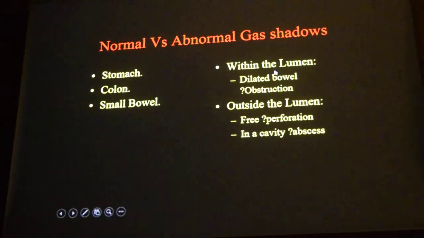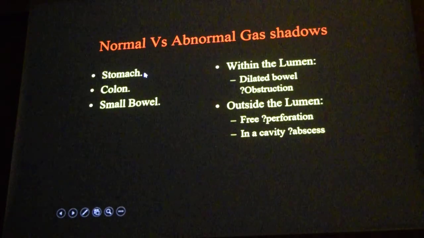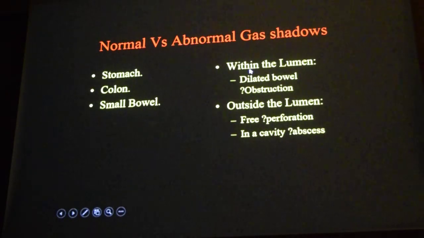So we identify the normal gas in the colon, small bowel and stomach. You must know the normal so that when you see an abnormal, you immediately identify this gas shadow is not normal. So obviously this needs a lot of patience and a lot of training before you identify which gas shadow is not normally seen. In case of dilated bowel, you will have another sort of air pattern.